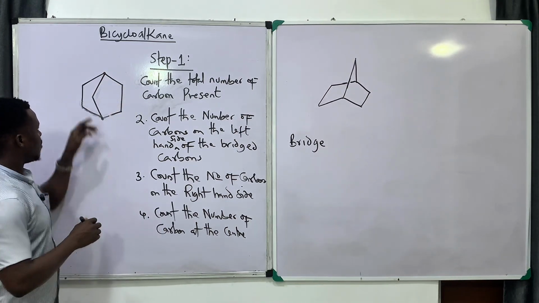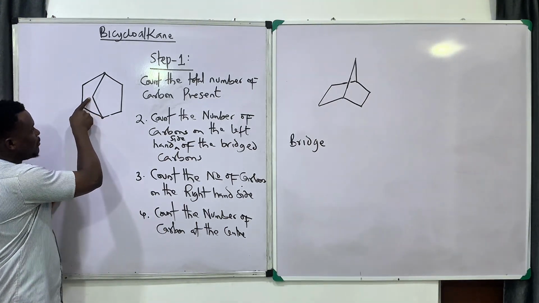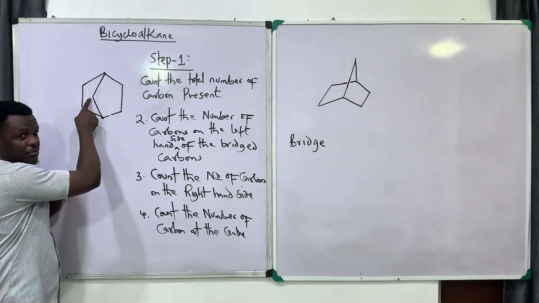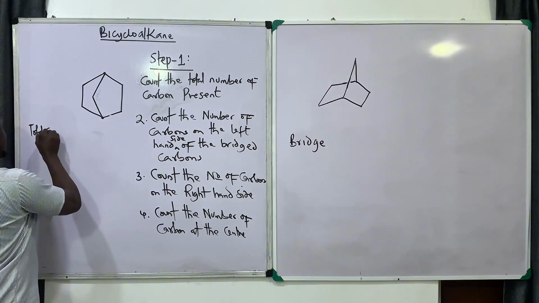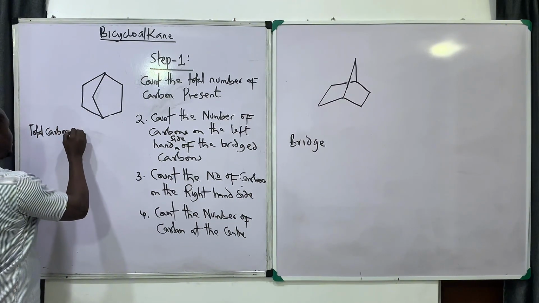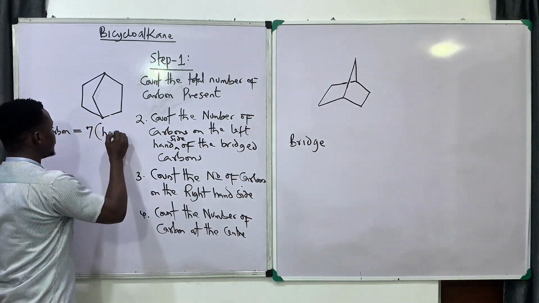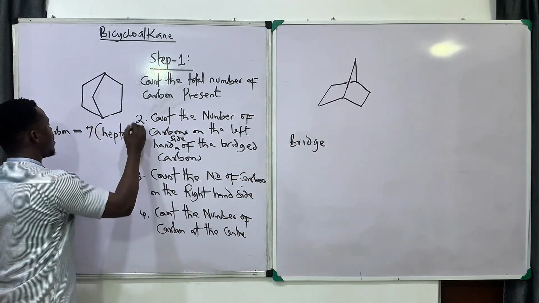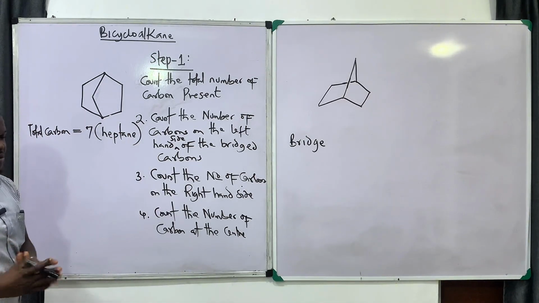Now this ring is 6 plus an additional 1 carbon here. There is a carbon here, 1. So the total number of carbons here is 7, and a 7 carbon alkane is called heptane. Okay, follow me.